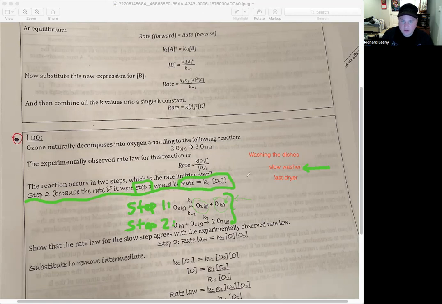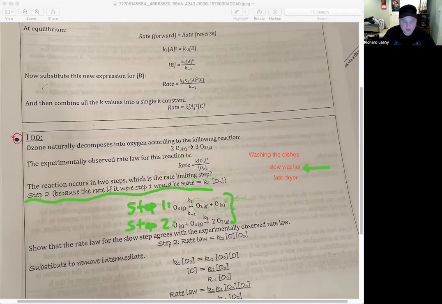So the rate always equals some kind of constant. For the first step, we would say K1, and then we put in the reactant, which would be the ozone. That would be it. But this is saying that's not the case. They're saying that the rate is something else, that this rate here is this funny fraction. So I want to see where that comes from.